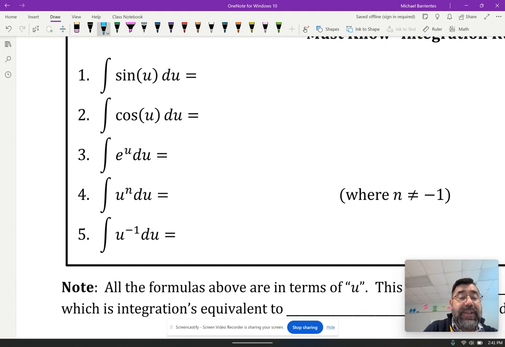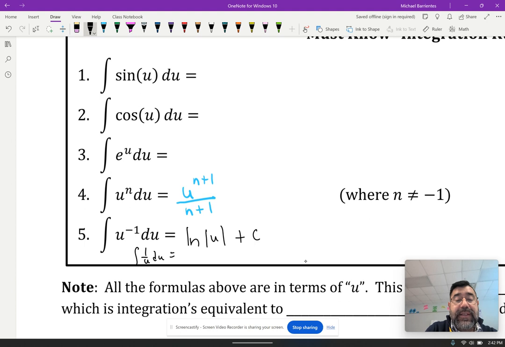So the antiderivative of u to the n would be u to the n plus 1 over n plus 1. We add 1 to the exponent and then divide by the new exponent, n plus 1. Now, this works as long as n, this exponent, is not negative 1. What if it is negative 1? If it's negative 1, like number 5, this is the same thing as this, and that has its own rule. That would be the natural log of the absolute value of u, plus c.